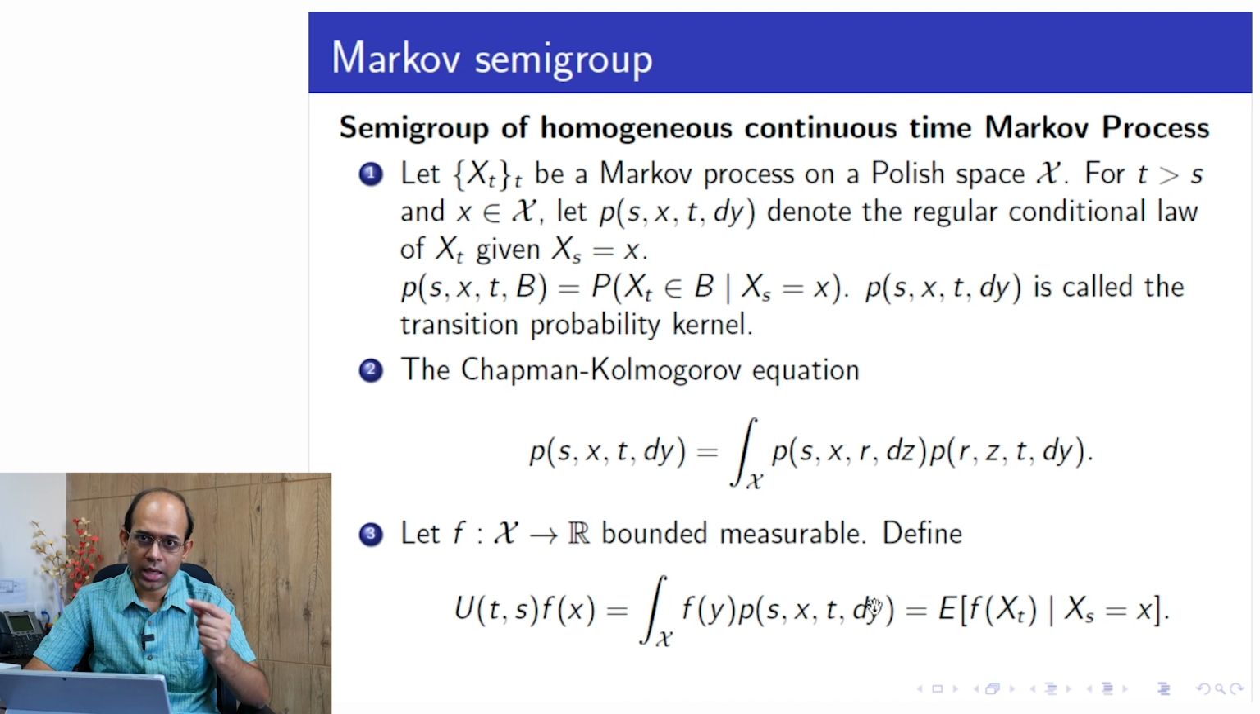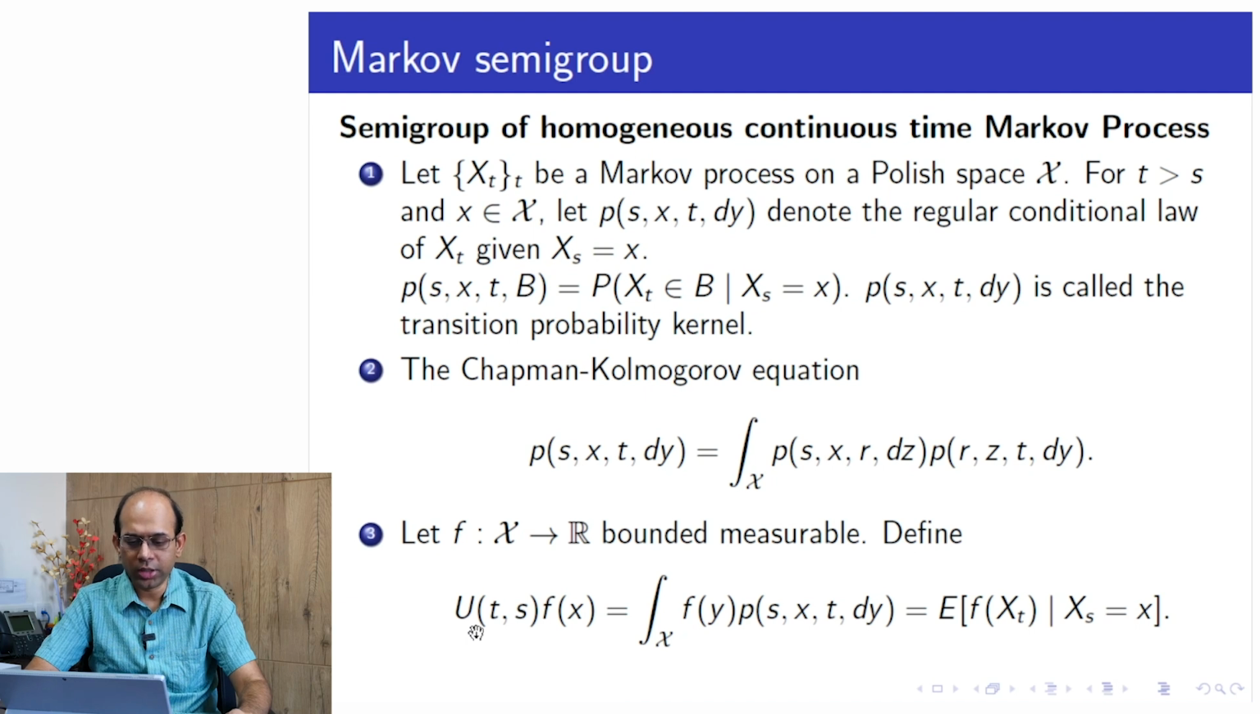What is y? y is the location of the process at time t. So this is f of X_t, capital X subscript t at time t, given that at time s it is at small x, X_s equals small x. So this is the interpretation in terms of expectation.